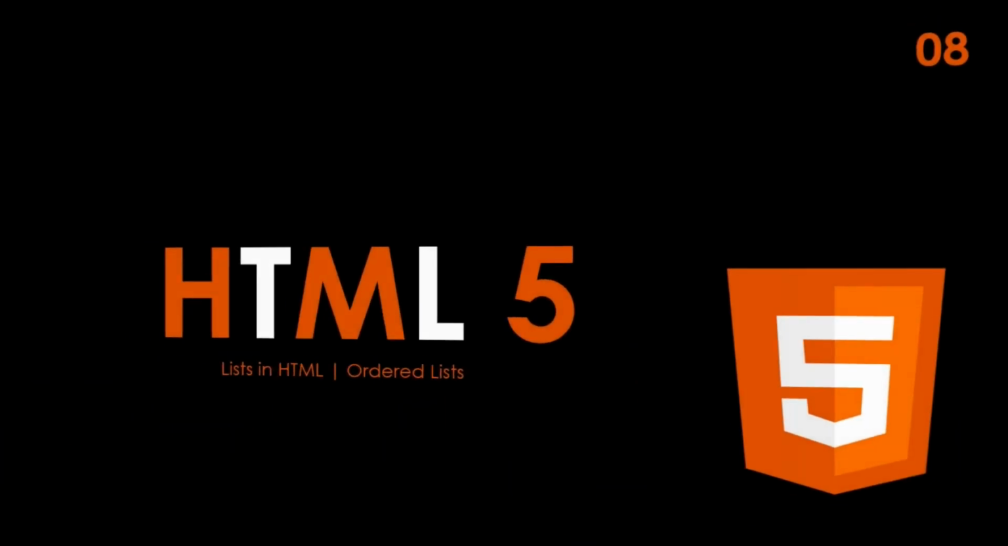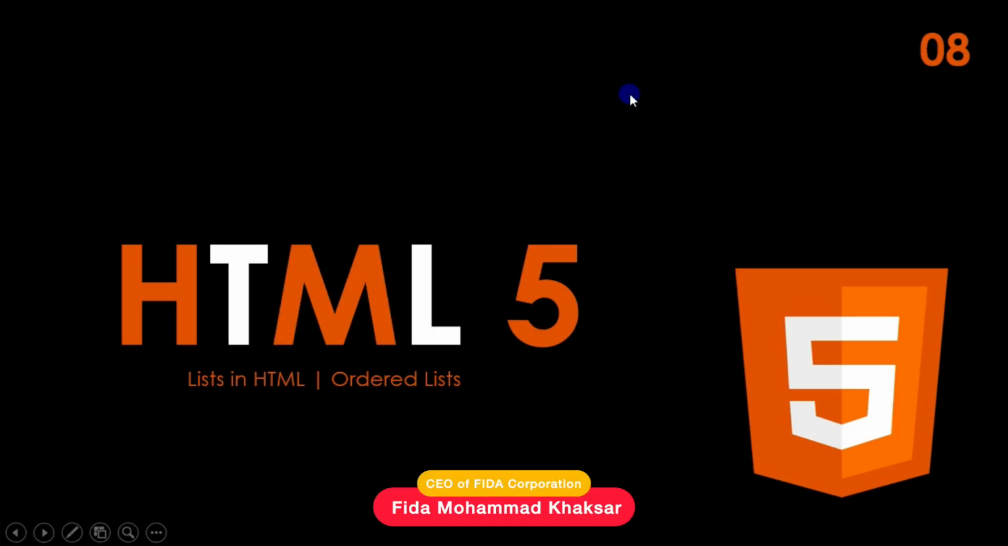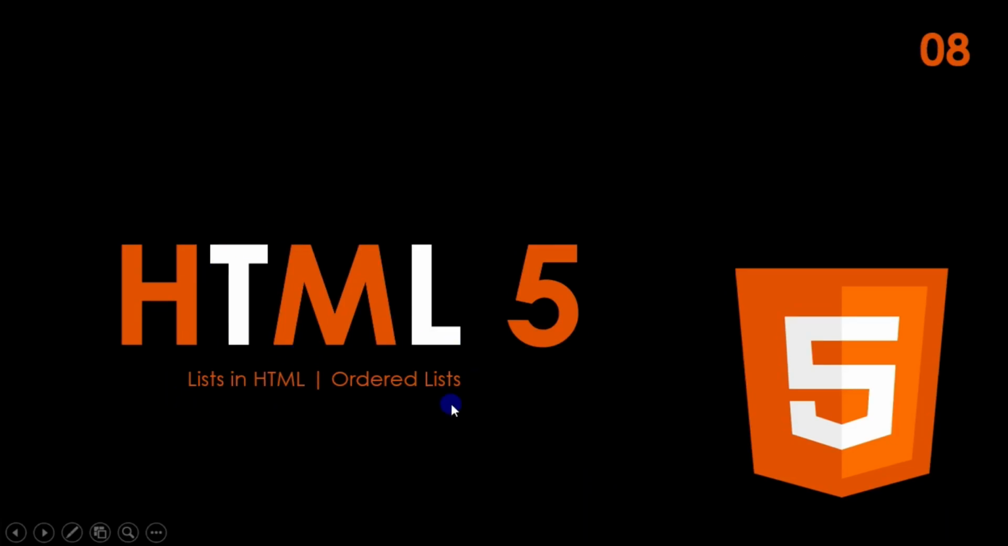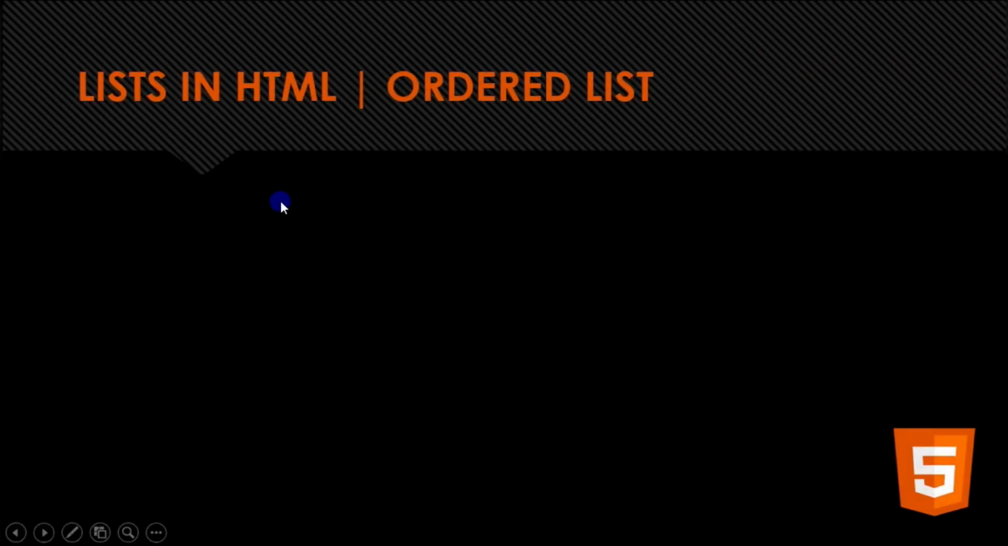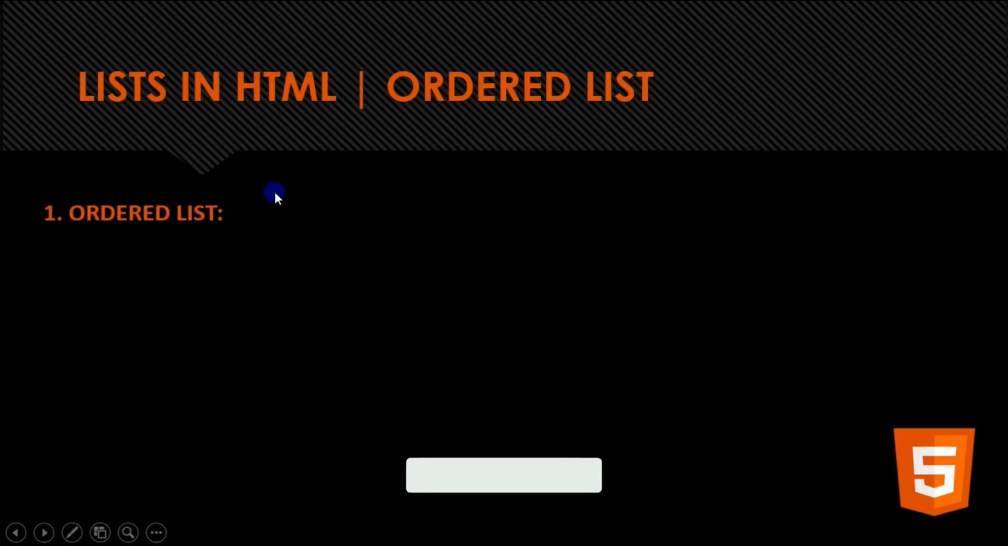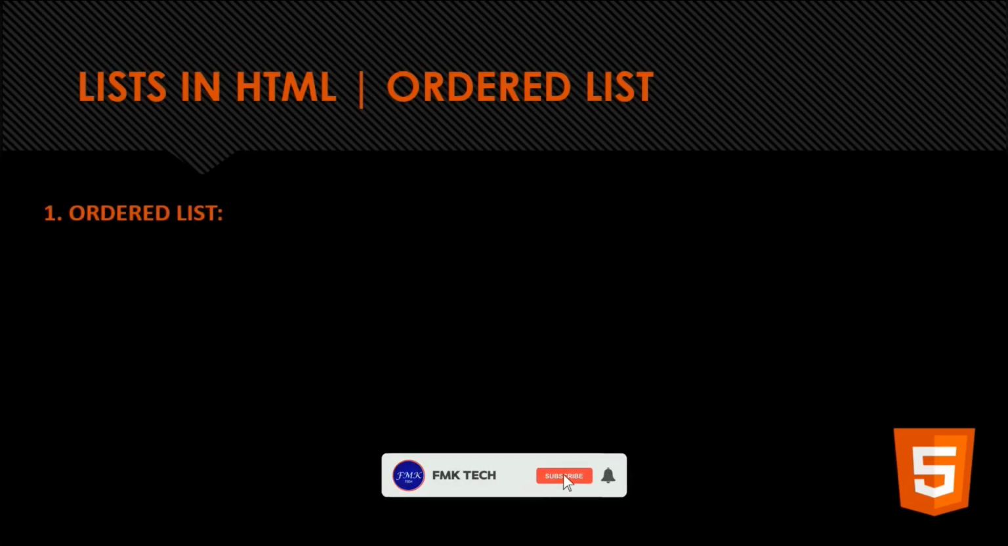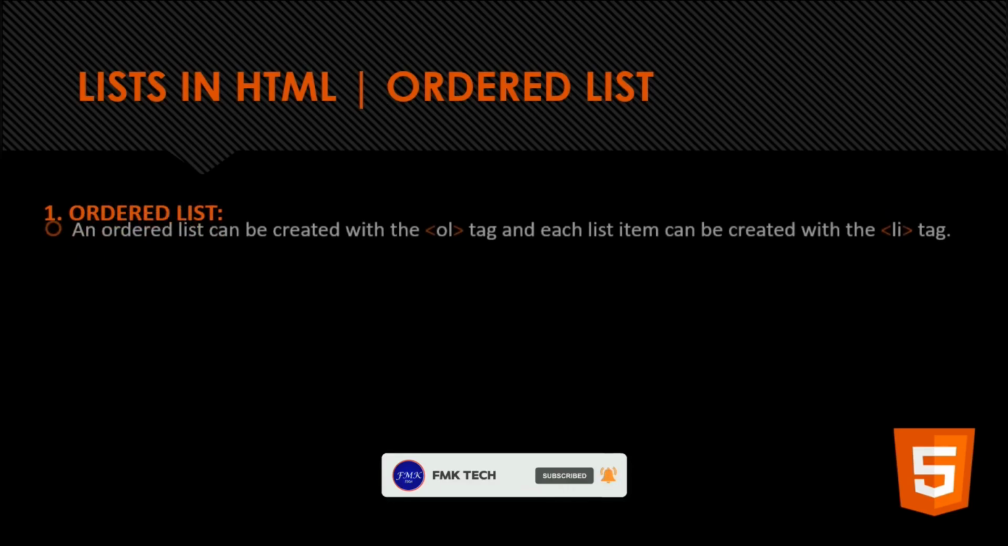This is our 8th video of HTML, and in this video we are going to talk about lists in HTML, and we are simply going to talk about the ordered lists. We have got two kinds of lists in HTML. First we have ordered lists, and second unordered lists. So today we are going to talk about the ordered lists. So let's get started. First I'm going to show you guys how we can make an ordered list.